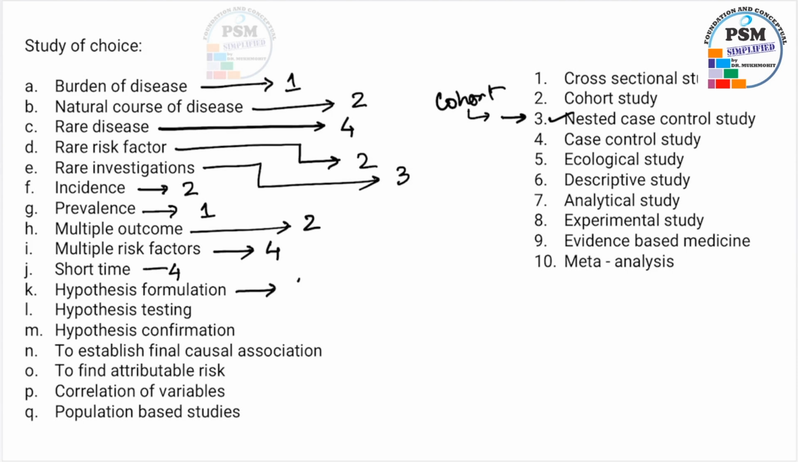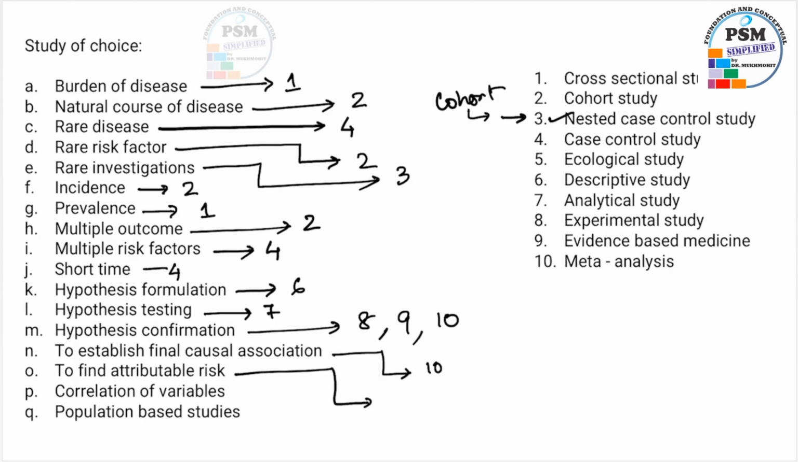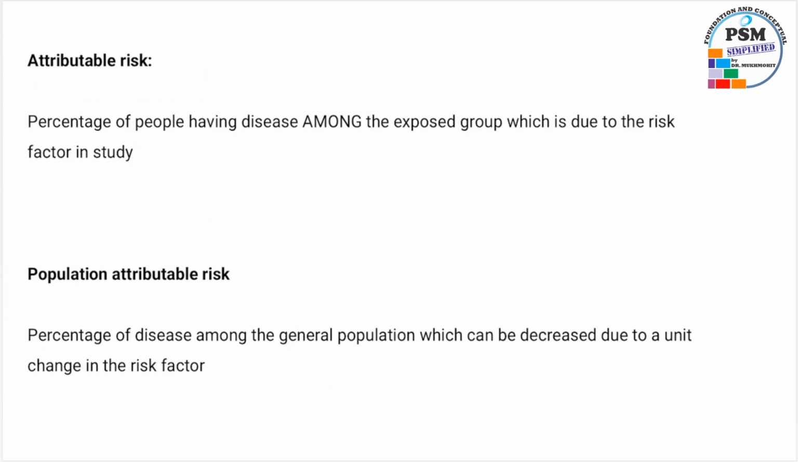Hypothesis formulation will happen at descriptive studies, whereas hypothesis testing would happen at analytical studies. Hypothesis confirmation would happen at experimental studies, evidence-based medicine, or even meta-analysis. To establish the final cause of disease, the best study or the final study to establish causation, that is meta-analysis. To find the attributable risk, what we can do is a cohort study. A lot of times in your exam, they ask you about attributable risk.